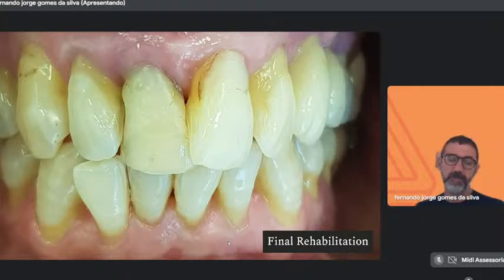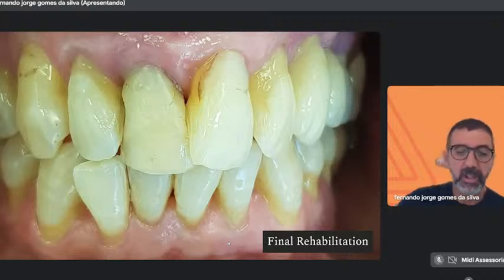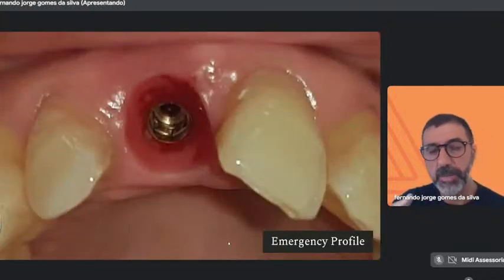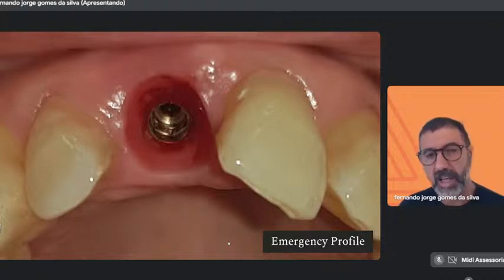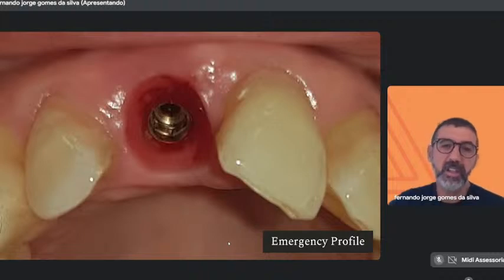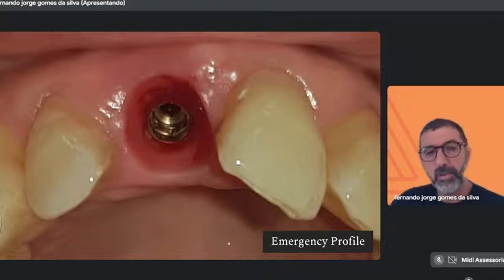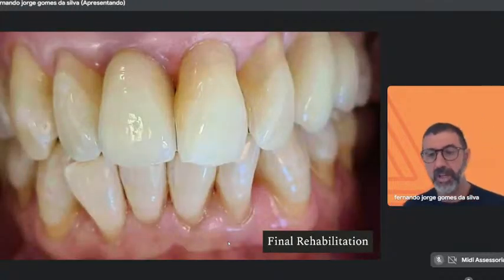This is the picture I showed in the beginning. This is a root resorption. I'm sorry about this picture. This case is very old, very antique, of mine, maybe 8 or 9 years, and I took the photo with the telephone. It's not ideal, but I have to put it because it's maybe one of the most antique cases of mine. This is the emergence profile we achieve with the provisional crown, and this is the final rehabilitation.